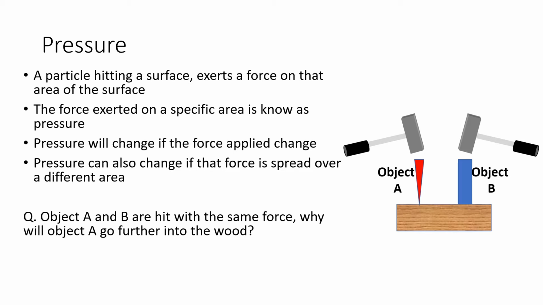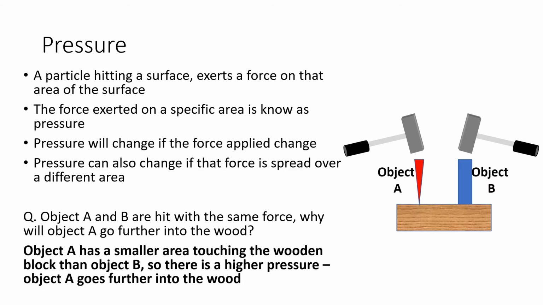So if you look on the right hand side, you've got object A and object B. If both objects are hit with the same amount of force, which one will go further into the wood, A or B, and why? Well, I hope it's obvious that object A would go into the wood more, but the reason it would go in more is because the area that's in contact with the wood is much smaller in A. Therefore, when that force is applied, you have a much higher pressure. So remember, pressure is dependent on area and force.